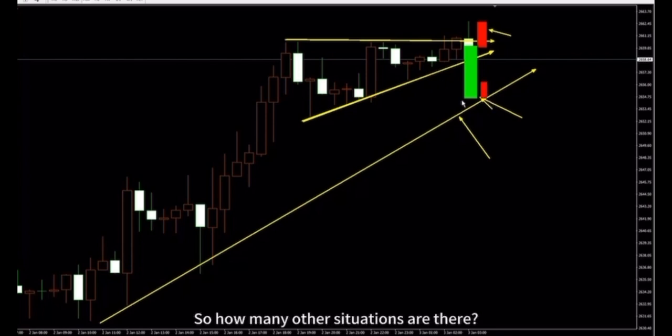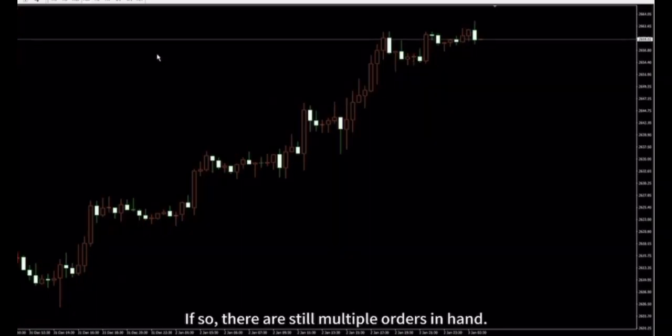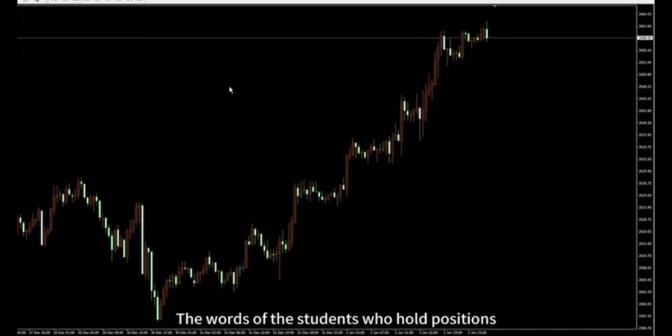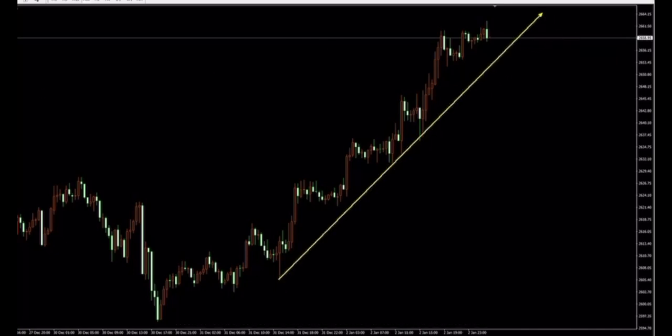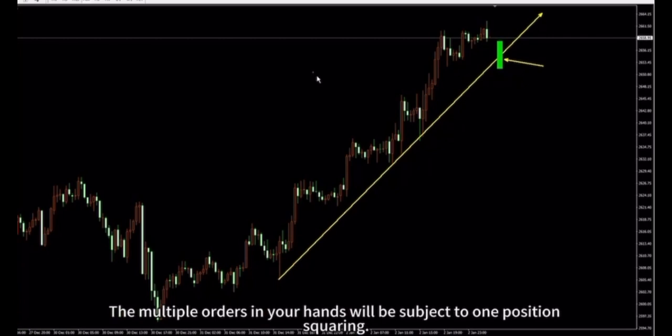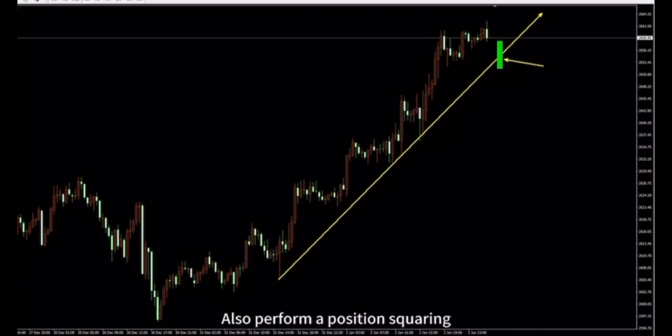So what other situations are there? It needs attention. That is, for students who still hold long orders, it is important to know about this trend line. If it is penetrated today, you can look at a slightly larger level than 30 minutes, an hour or 4 hours, because it's relatively safe. If the trend line is broken, close your long positions.